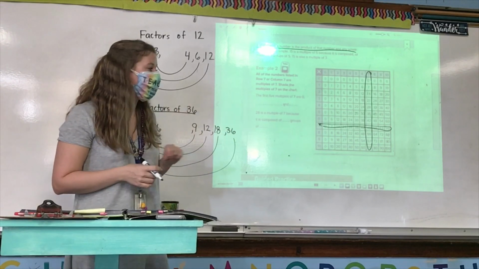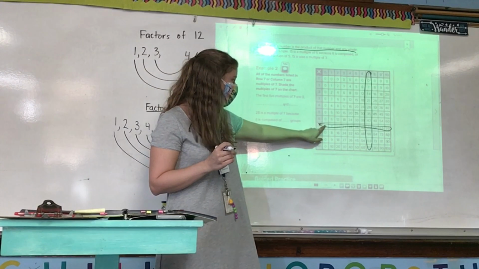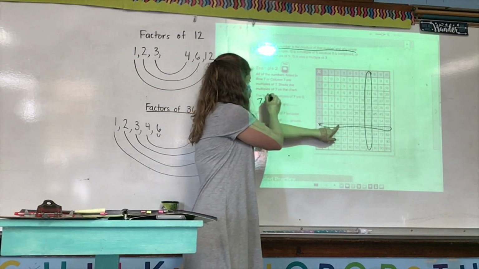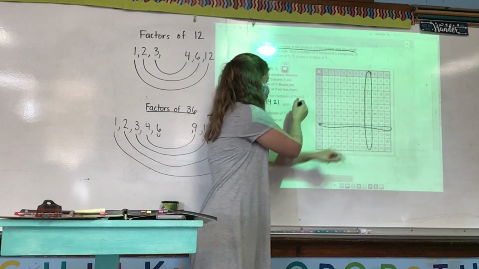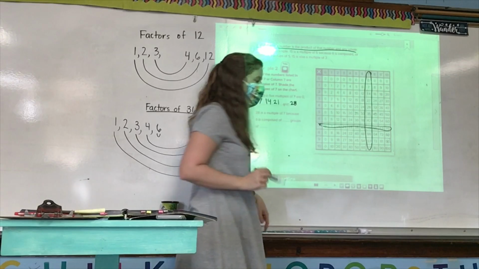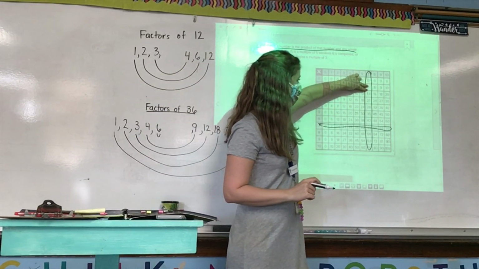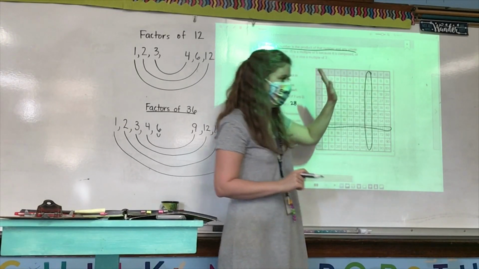So the first 5 multiples of 7 are 0, 7, 14, 21, and 28. We can see that here too. The first 5 multiples are 0, 7, 14, 21, and 28.